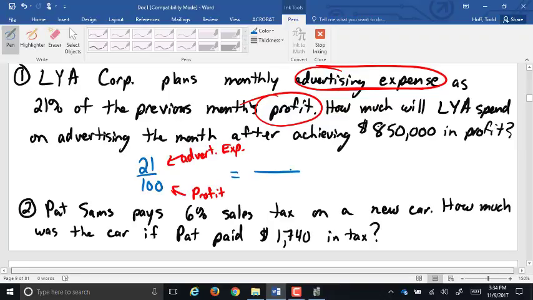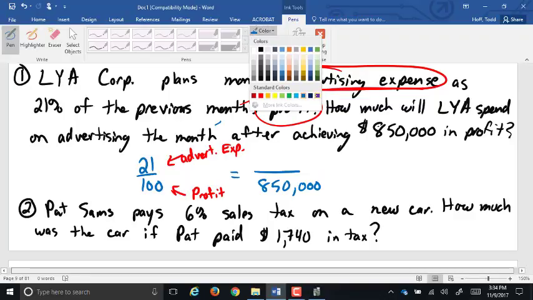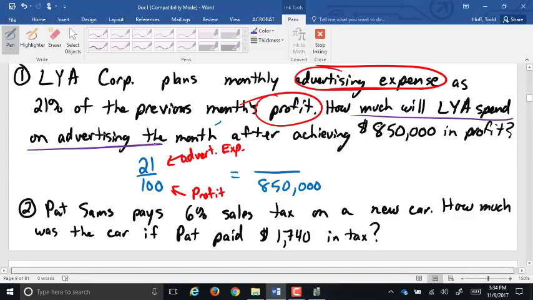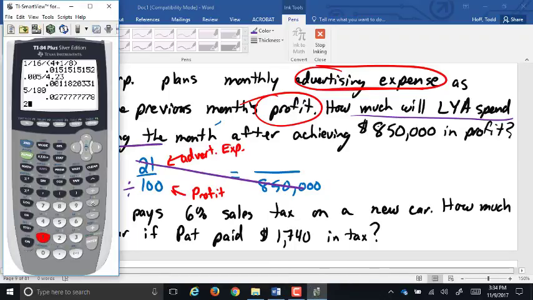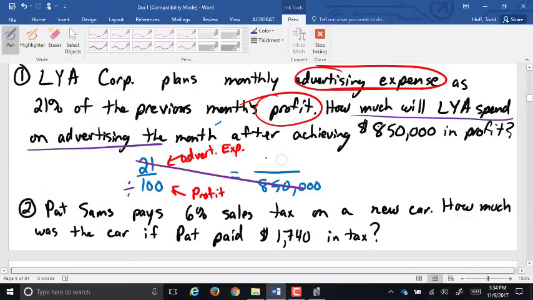So then on the other side of things, we have the 850,000. Does that represent the advertising expense or the profit? Profit. So then we are asked, how much will they spend on advertising? Find the advertising expense. So we cross multiply and divide. What are we going to get? $178,500 is what they're going to spend on advertising for that month.